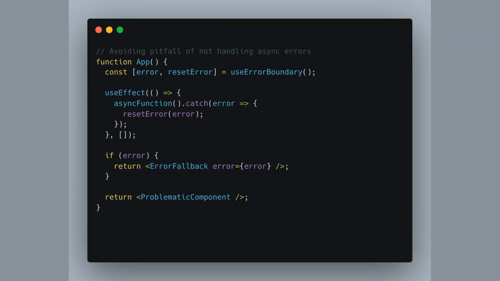Error boundaries have their limitations. One common pitfall is not handling asynchronous errors. Error boundaries in React do not catch errors inside asynchronous code directly. In this scene, we demonstrate how to handle such scenarios. By catching asynchronous errors manually and passing them to the reset error function of the useErrorBoundary hook, we ensure that our error boundary can handle these kinds of errors effectively.